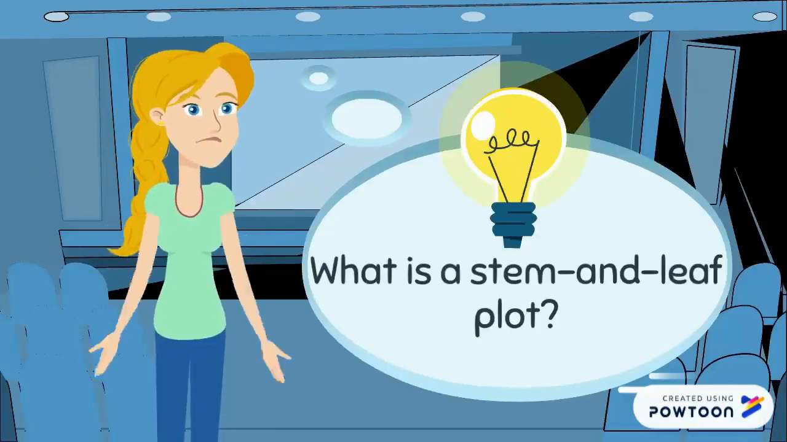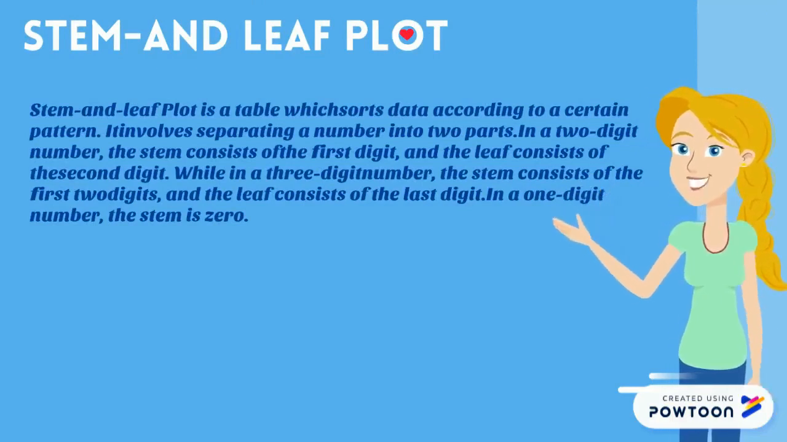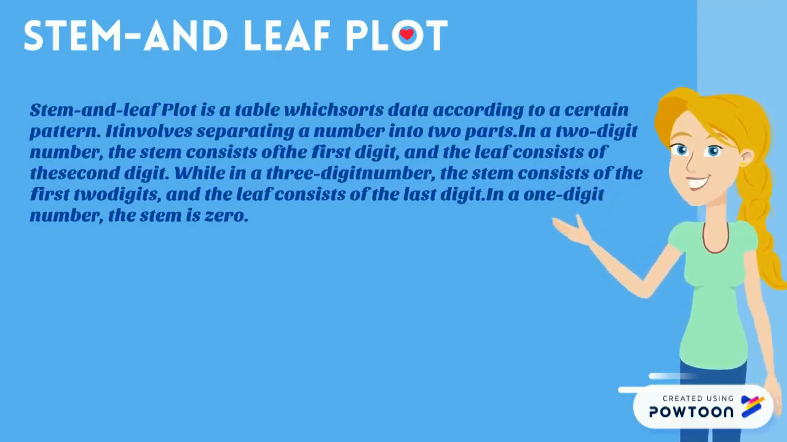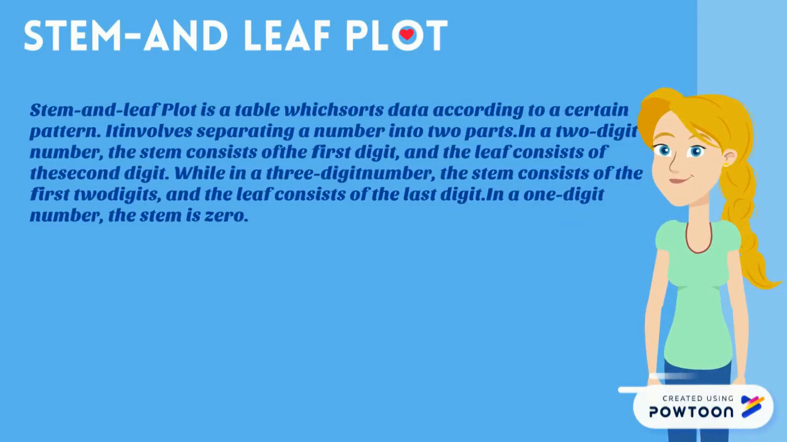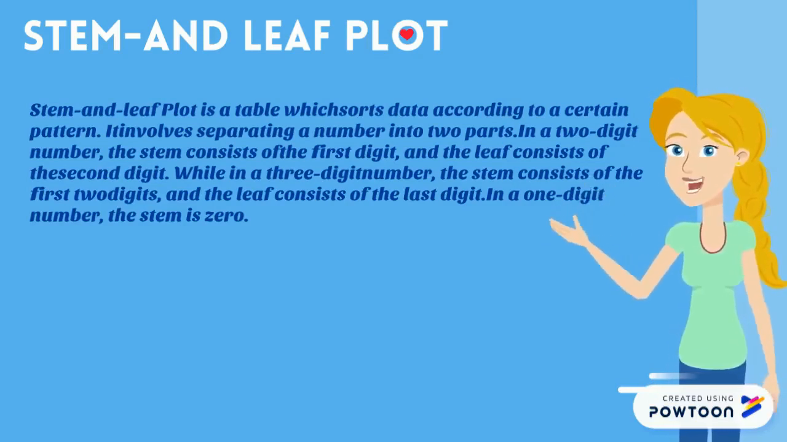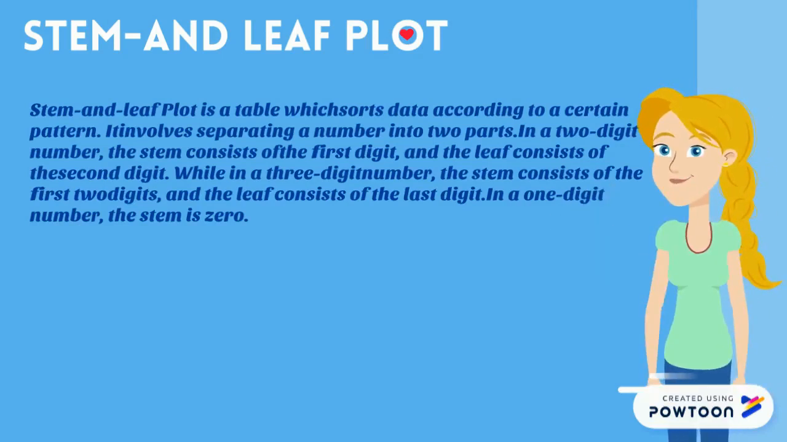What is a stem and leaf plot? A stem and leaf plot is a table which sorts data according to a certain pattern. It involves splitting a number into two parts. In a two-digit number, the stem consists of the first digit and the leaf consists of the second digit. While in a three-digit number, the stem consists of the first two digits and the leaf consists of the last digit. In a one-digit number, the stem is 0.